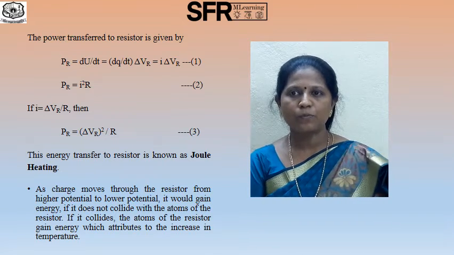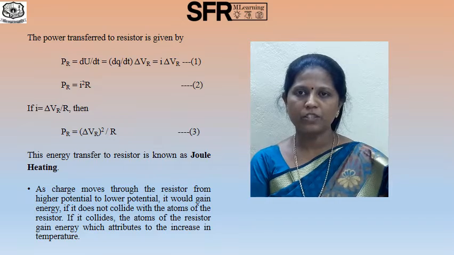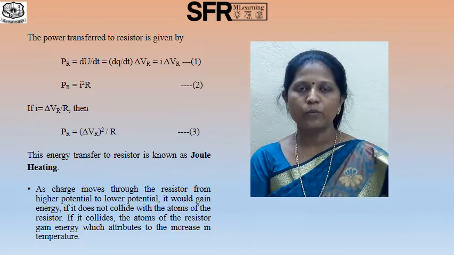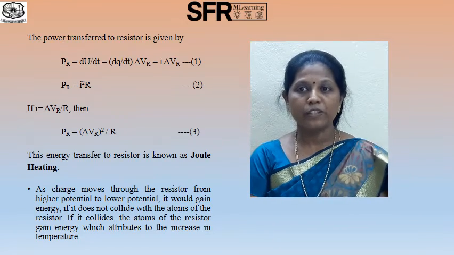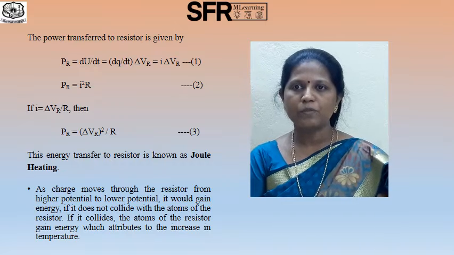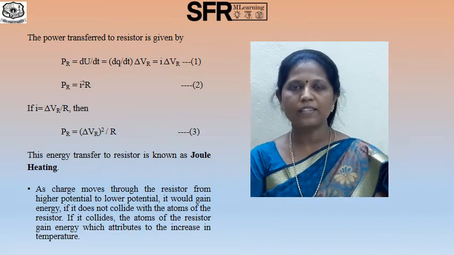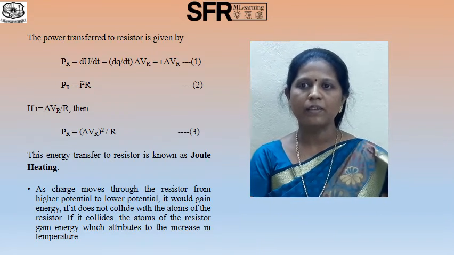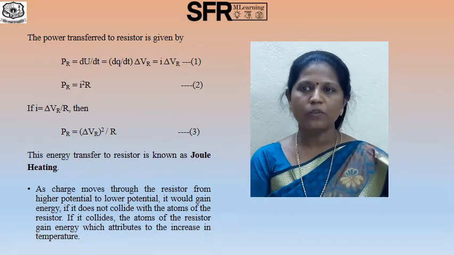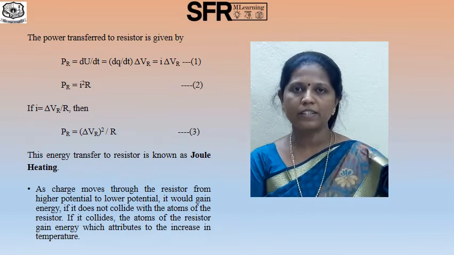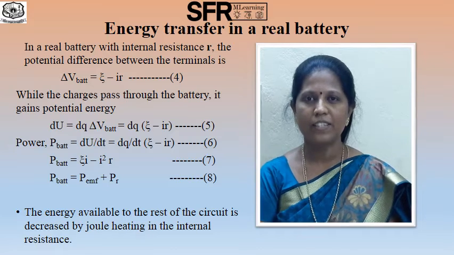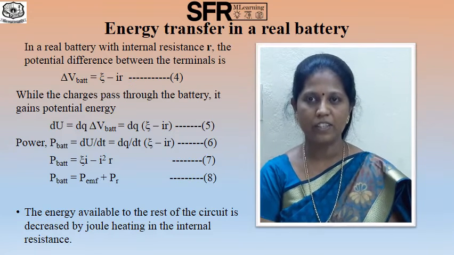As charge moves through the resistor from higher potential to lower potential, it would gain energy if it does not collide with the atoms of the resistor. If it collides with the atoms of the resistor, then the energy gain is attributed to the increase in temperature. Now let us calculate the energy transfer in a real battery.